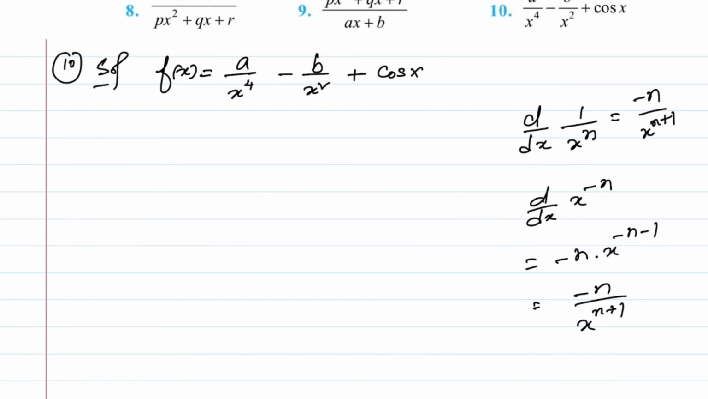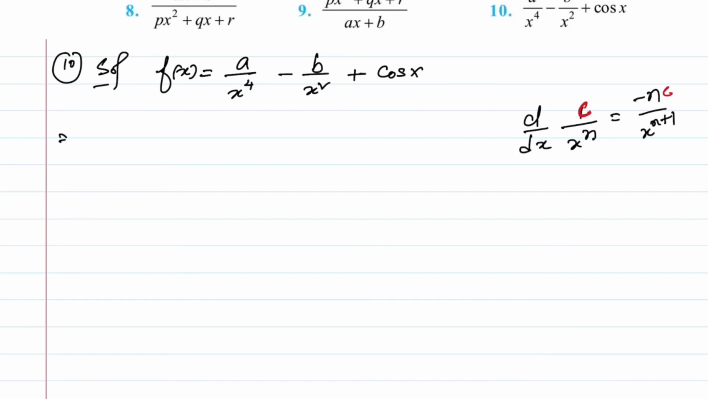In this case, if you have a constant here, any constant, suppose constant c, then it will be minus n c by x to the power n plus 1. So hope you have understood this. Now we're going to apply this.